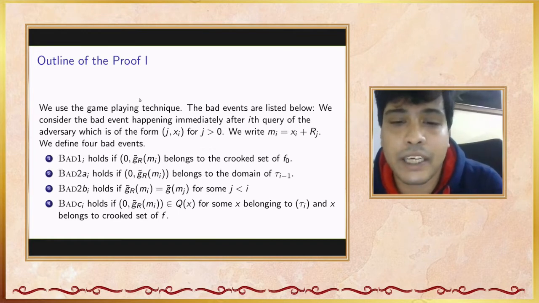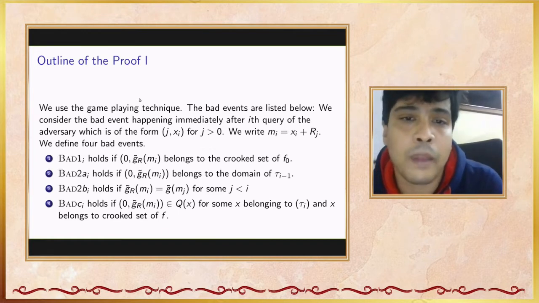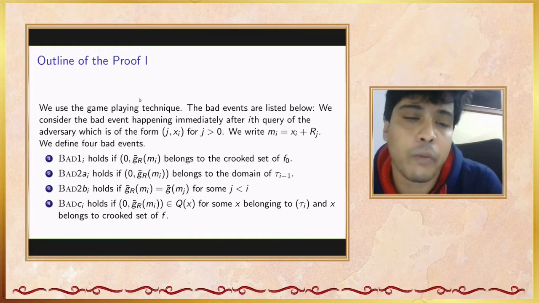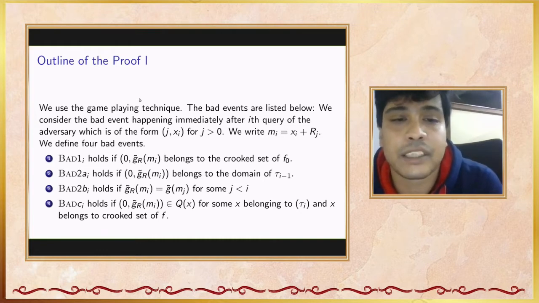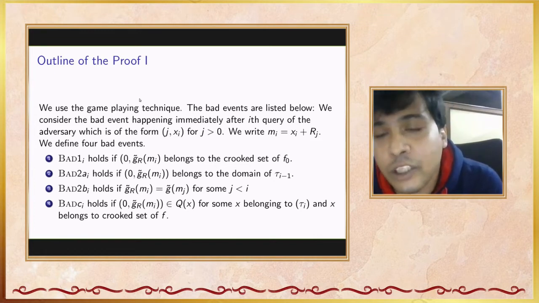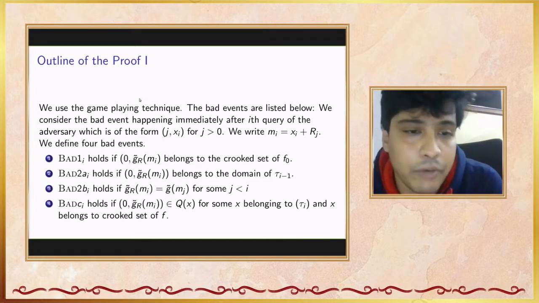So we will present a brief outline of the proof. We use the game playing technique. There are 4 bad events, which can be described as follows. The first bad event is that the input to F0 belongs to the crooked set of F0. That is the obvious bad event.